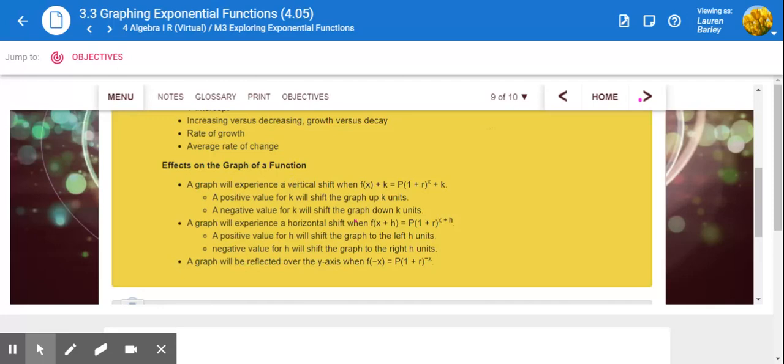And then when we are shifting our graphs, what effect will it have when I add or subtract a number outside of the function? It will move it up and down. The graph will move left and right if I'm adding or subtracting a number just to the x value. And if I'm negating all of my x's, then that will be a reflection over the y-axis.